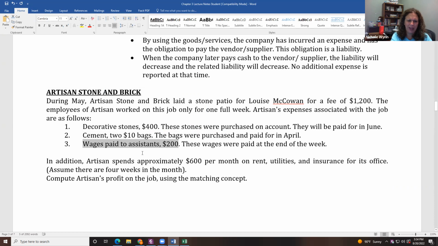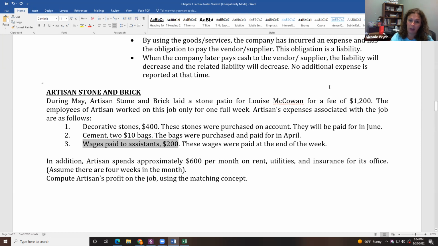Now, by the way, we can't pay our employees $200 a week. There's no way they're going to work for us, but whatever. Okay. We also spend $600 per month on rent, utilities, and insurance. And we're going to assume there's 4 weeks in the month. This is the only job we worked on. So what I'm asking you to compute here is the profitability on this job. Like, how much profit did we make on it?